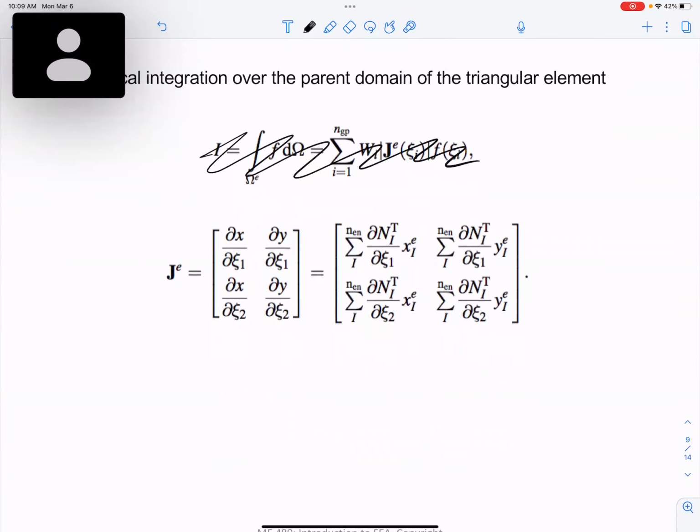What is the Jacobian? The Jacobian is the derivative of x with respect to psi, but now I have x and y. So I can take the derivative of x with respect to psi1, derivative of y with respect to psi1, derivative of x with respect to psi2, derivative of y with respect to psi2.